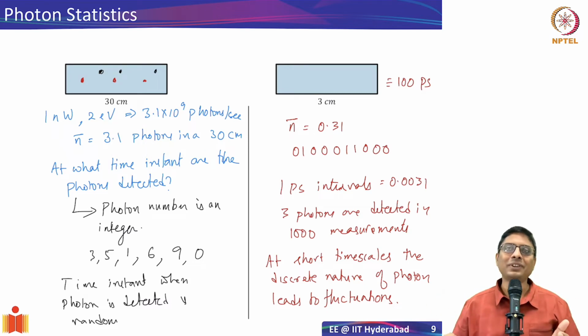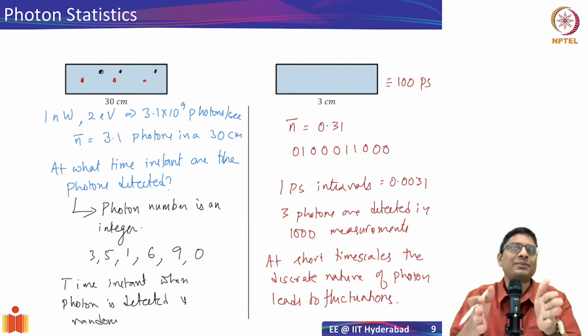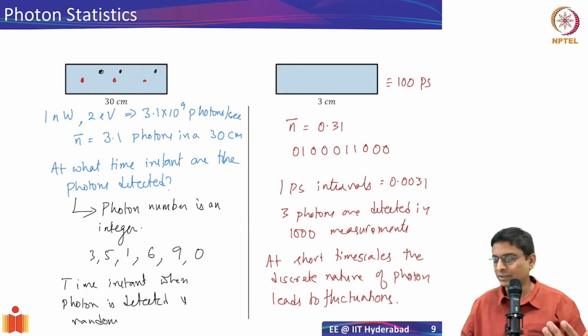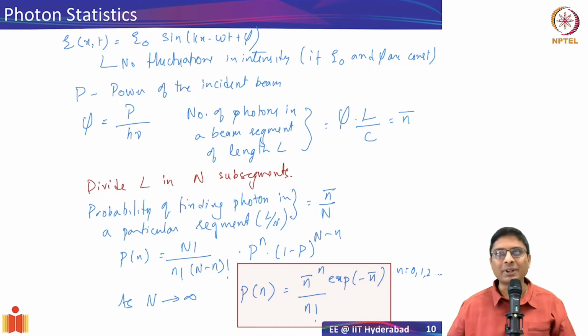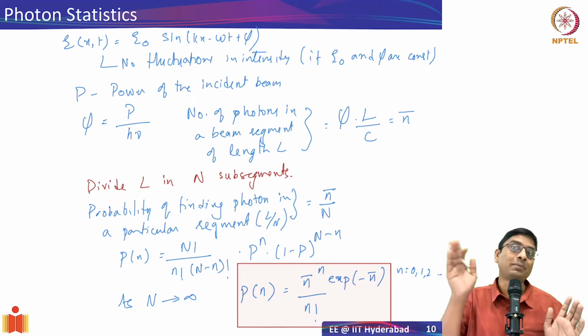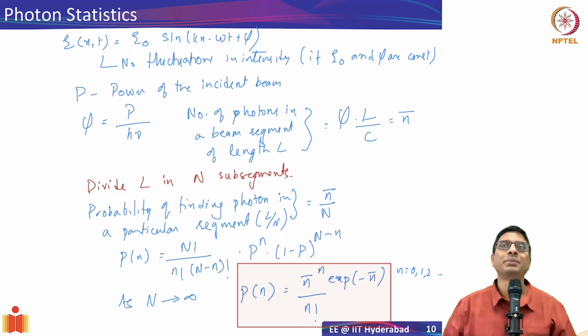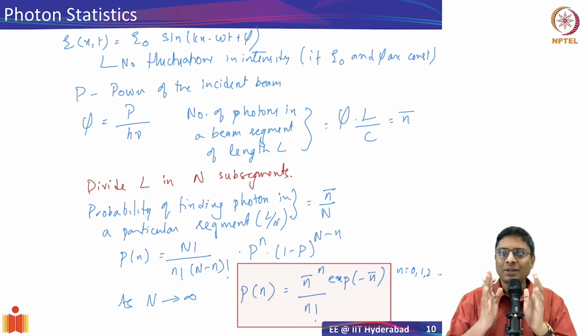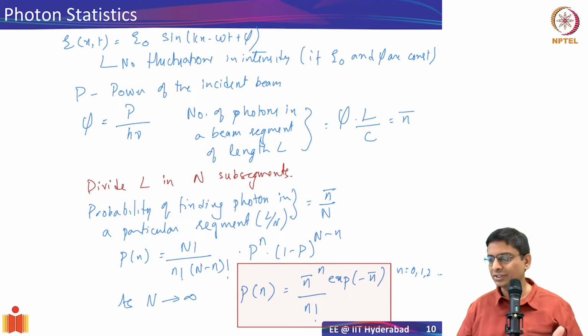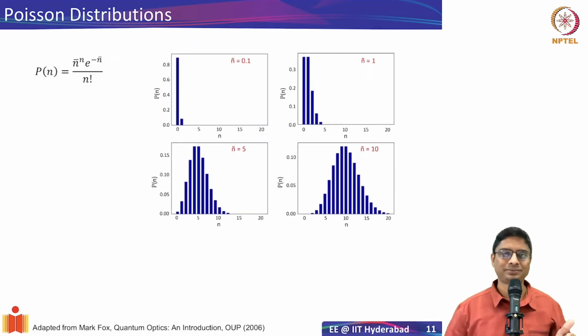So it is essential for us to measure at very, very short time scales. Only then we will study. That's what we are doing. That is why we took a segment L and we said the average number is n bar. Now I'll subdivide that segment into subsegments. And there is a probability of finding a photon and a probability of not finding a photon. So that's why the binomial distribution. And if you take n to be large, mathematically you can show that it ends up with this distribution, which is called the Poisson distribution.